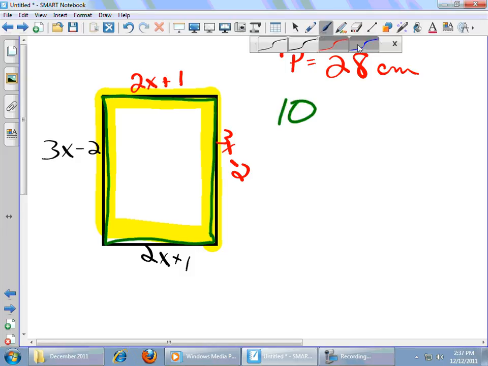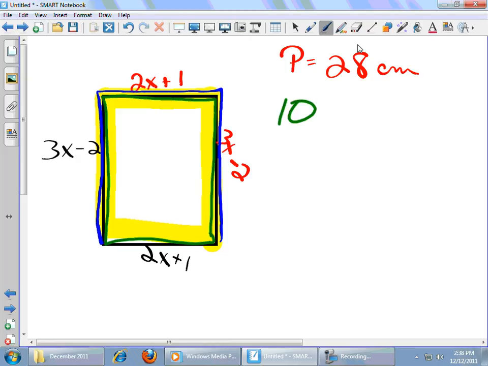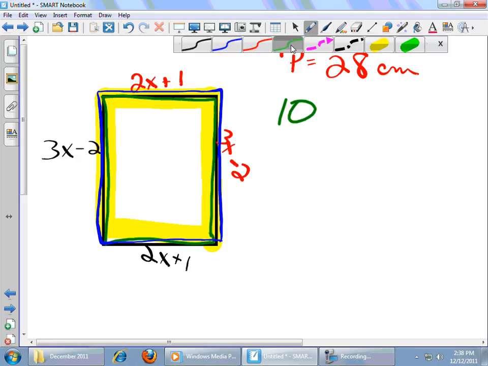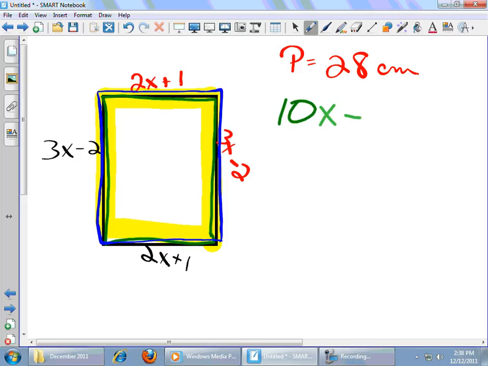Now I'll add up my non-x numbers. I'm at negative 2. Negative 2 plus 1 is negative 1. Negative 1 and negative 2 is negative 3. Negative 3 and positive 1 is negative 2. So, oh, I lost my x there, didn't I? That's not good. 10x minus 2 equals 28.